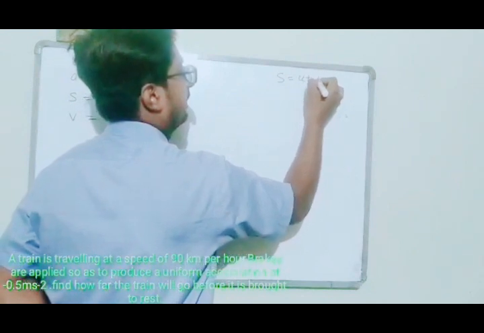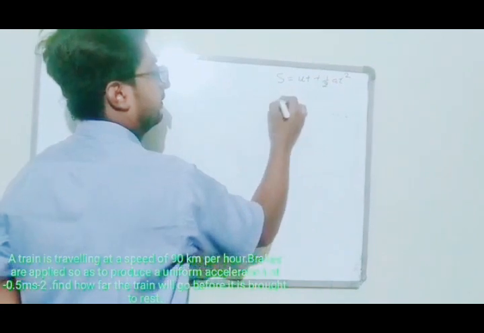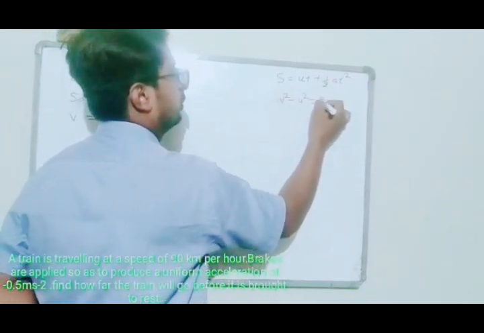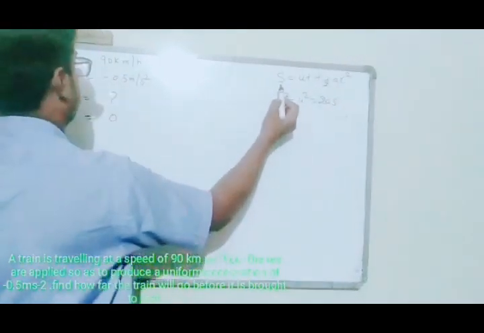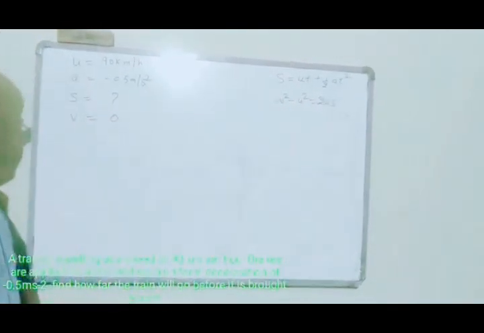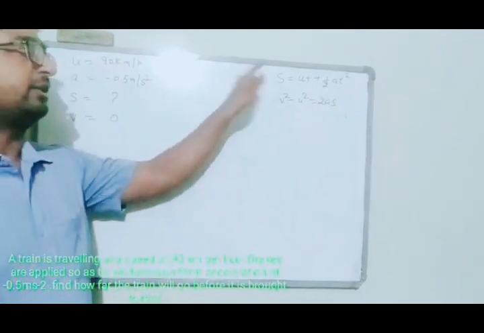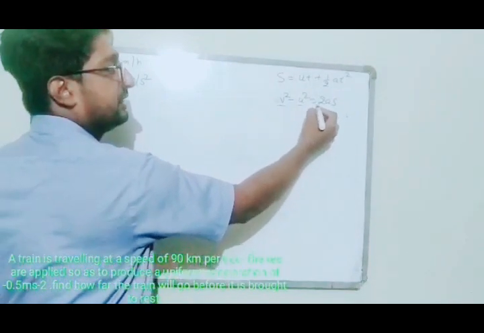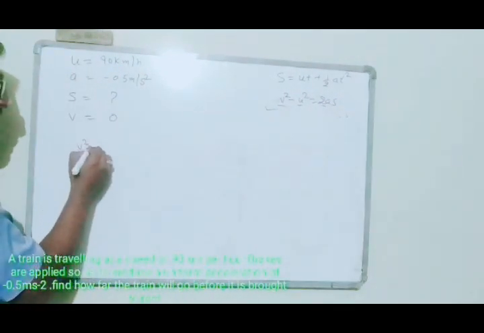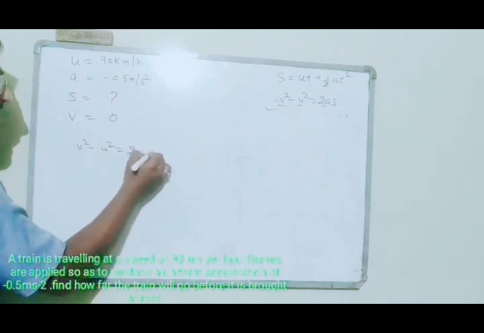The relations for S are S is equal to ut plus half at square and v square minus u square is equal to 2as. In the first relation, S is not given and T is not given, two quantities are unknown, but according to the second relation V is given, U is given, and A is given. So we can use that relation, the position velocity relation, v square minus u square is equal to 2as.